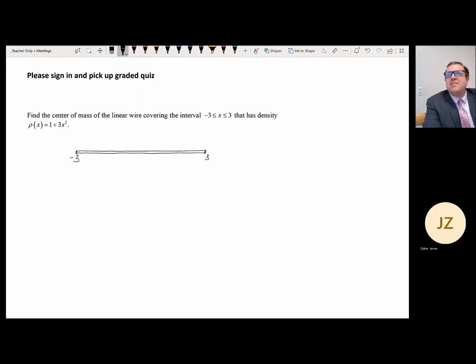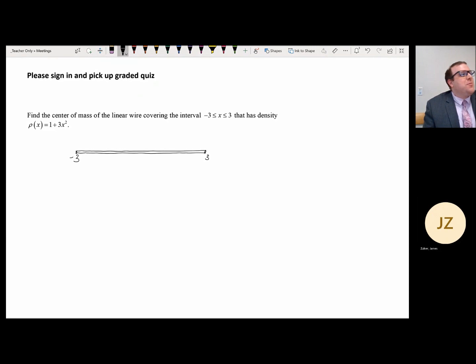If the density happens to be constant, the center of mass should be relatively simple to find. It would just be 0. Actually, it's going to wind up being 0 anyway, which is kind of nice. And you see that right now because it's an even function.